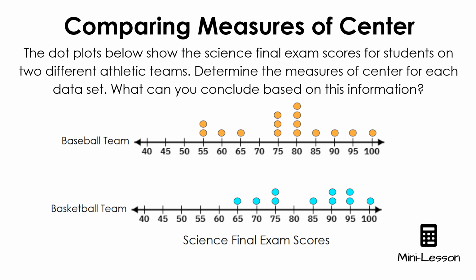All right. The dot plots below show the science final exam scores for students on different athletic teams. Determine the measure of center for each data set and what you can conclude based on this information. We do have a calculator symbol here. This means you can utilize your calculator. In the Google Classroom is a step-by-step guide on how you can use the Desmos calculator to find the mean for a data set. Check that out and practice on this slide. Make sure you put your answers on this slide before you submit.